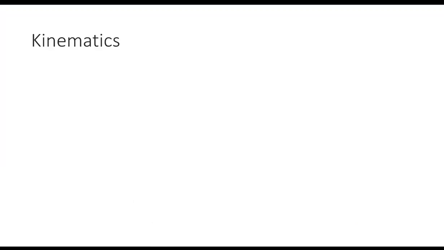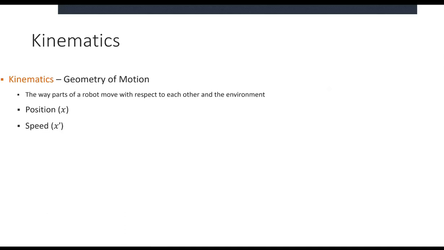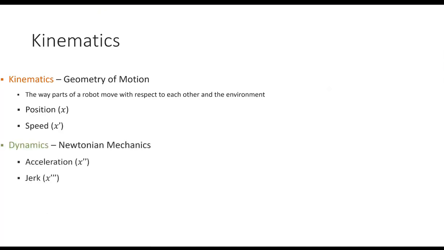So when we talk about kinematics, kinematics is the study of motion. And so the things that we care about when we are dealing with kinematics are the position and speeds of the different links or joints of our robot. The kinematics of a robot defines how it moves with respect to its other parts and the environment. And when we talk about something like dynamics, what we're talking about are these later order effects, things like acceleration and jerk, so the second and third derivative of position.